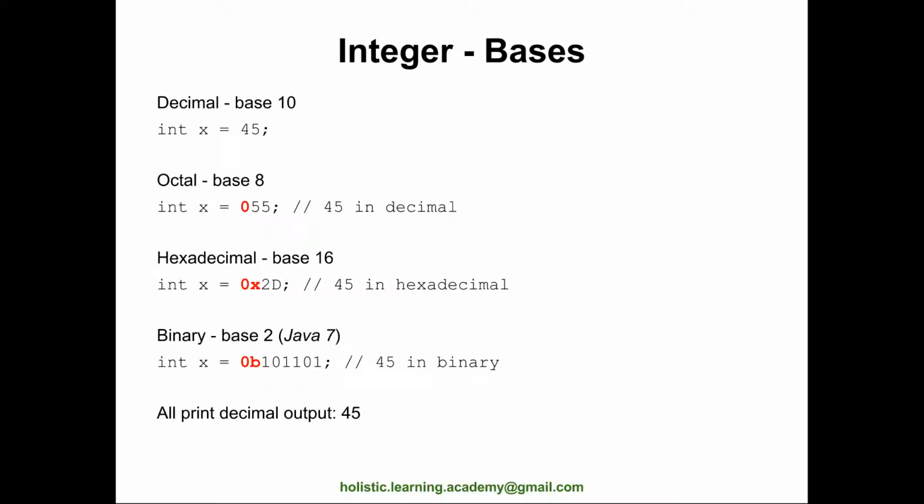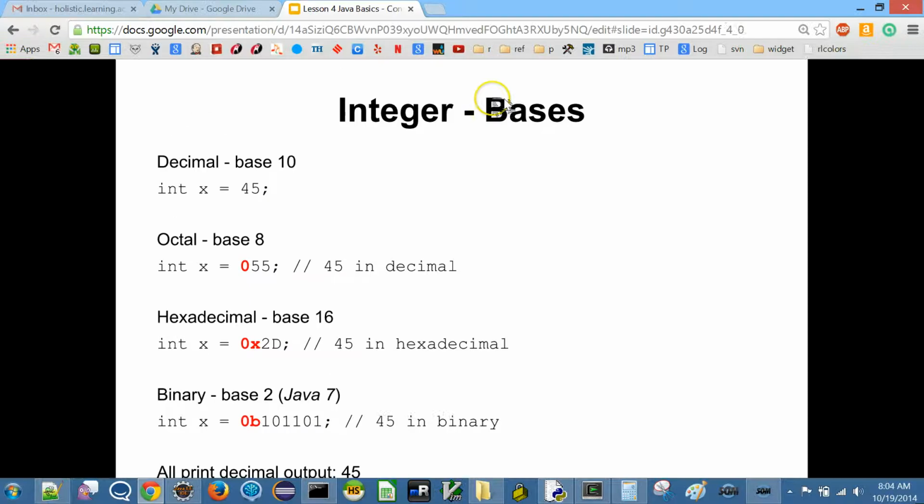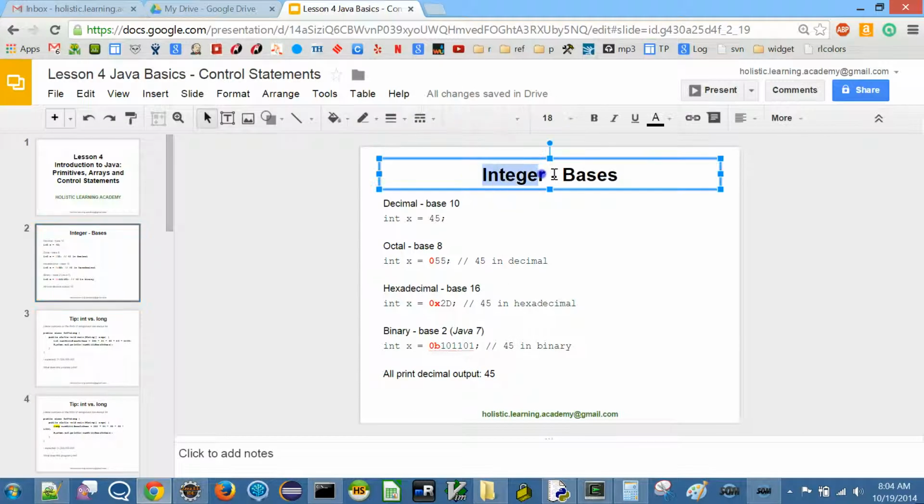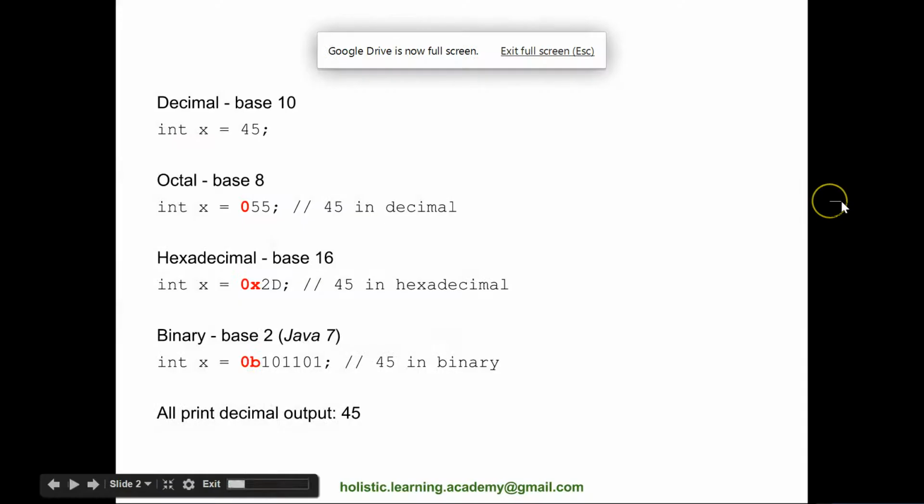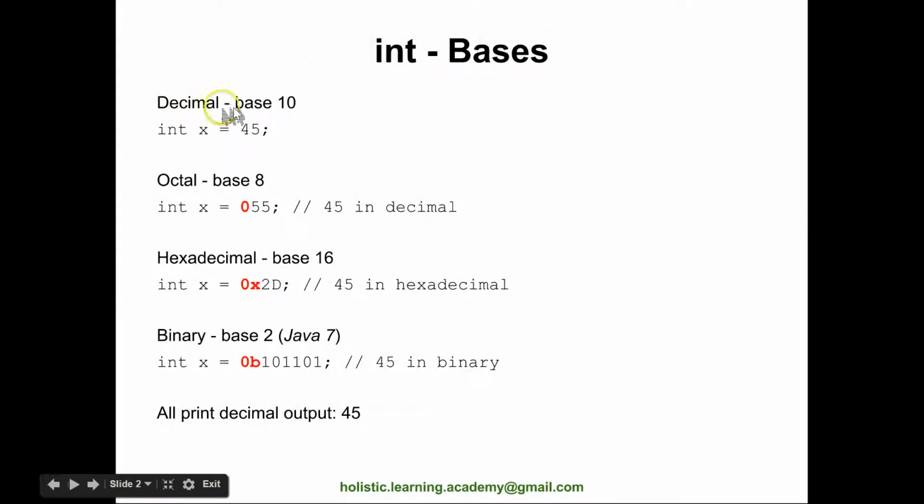So here what we are discussing first is the integers, or rather the int variables. I should rename this as int. Strictly speaking, it's not integer, it's int. In int variables we have the decimal base, which is the usual numbers that we use, and then you can also declare octal base, that is base 8. So 055 in base 8 is the same as 45 in decimal.